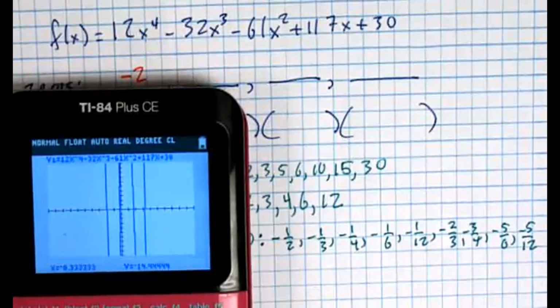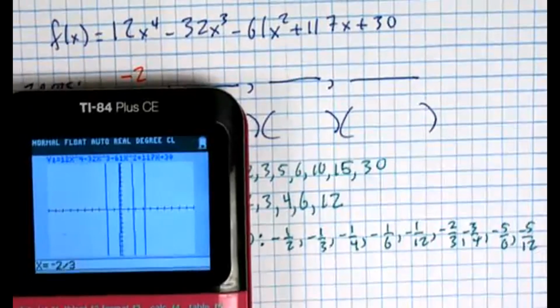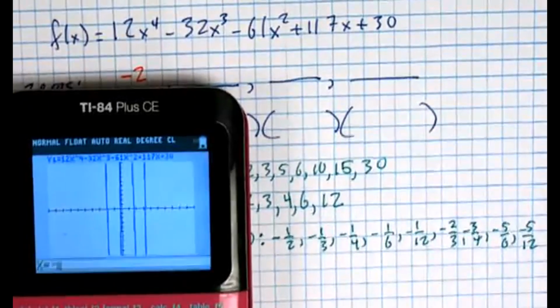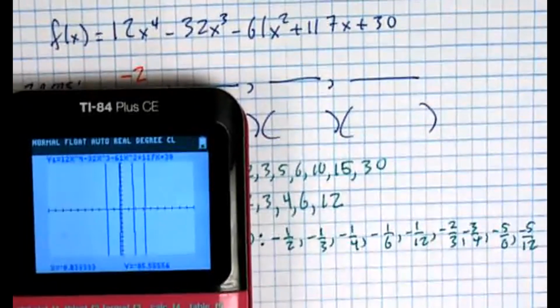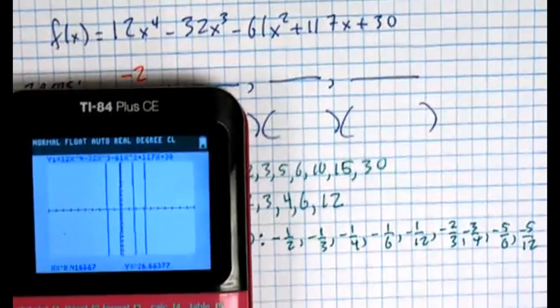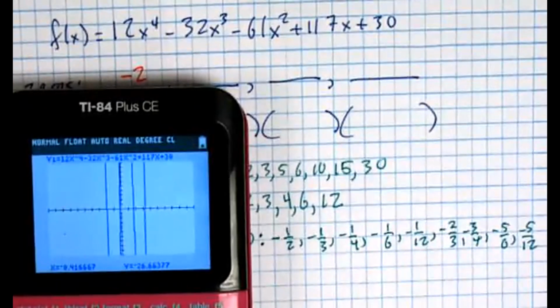So I just did -1/3. That did not give me 0. We'll try -1/4. Nope. -1/6. Nope. -1/12. No. -2/3. No. Man, unlucky. -3/4. No. -5/6. No. -5/12. No. Okay. So we exhausted the whole list and it didn't work.